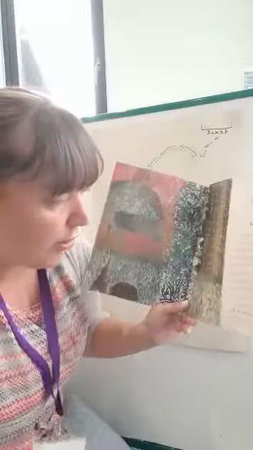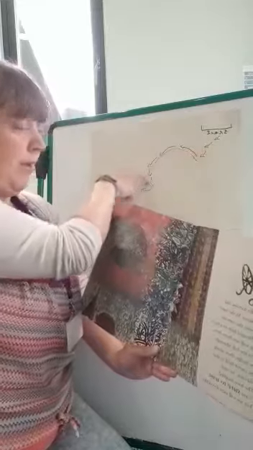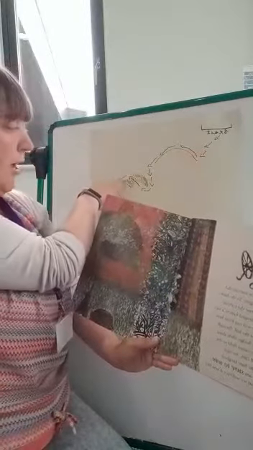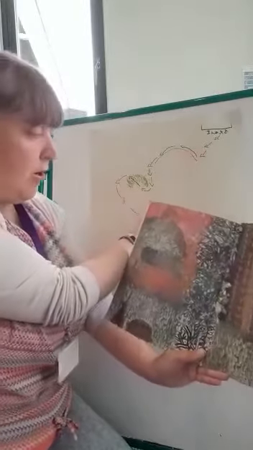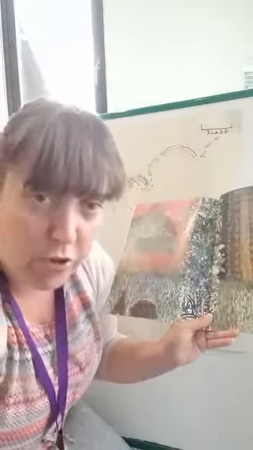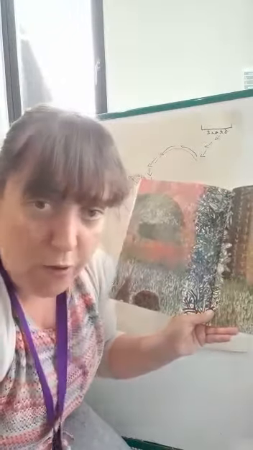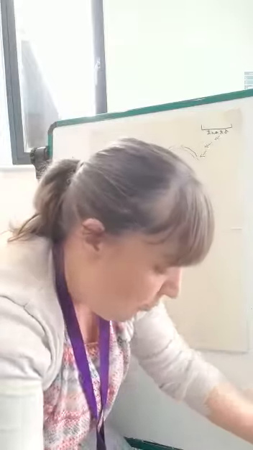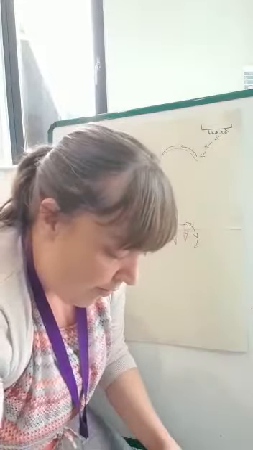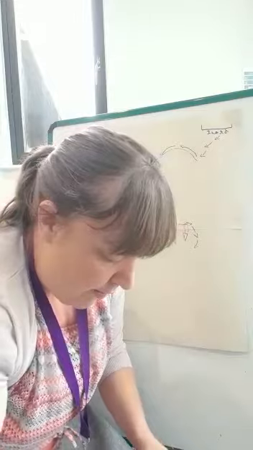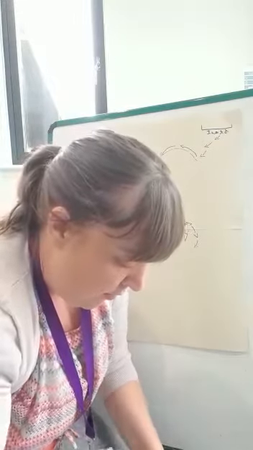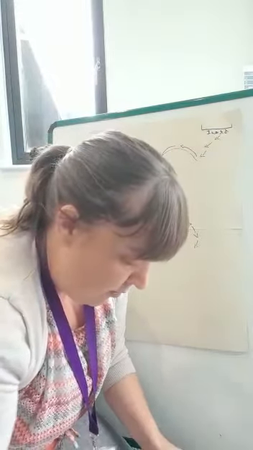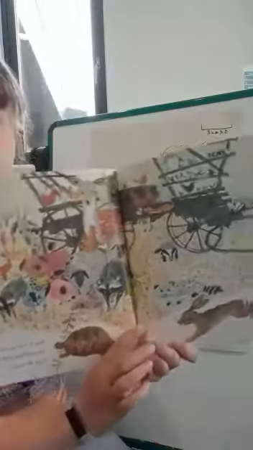Let's have another look. So we will run from here, from the start, over the hill, through the hedge, then along the carrot fields to the old cart. So that means we need to draw an old cart. Now an old cart looks like this. Let's have a look at a picture of an old cart. So it looks a bit like this. Can you see?